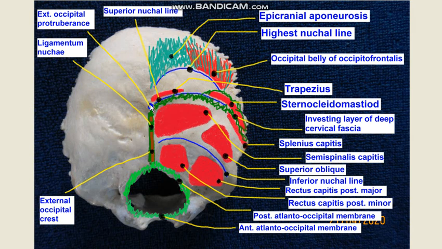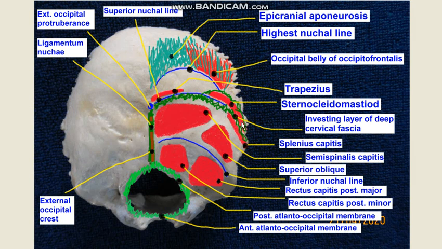From this elevation you have a ridge going down to the posterior margin of the foramen magnum, and this is called the external occipital crest. This external occipital protuberance as well as the external occipital crest gives attachment to a ligament called ligamentum nuchae. From the external occipital protuberance you can make out this line, the superior nuchal line, on both sides.